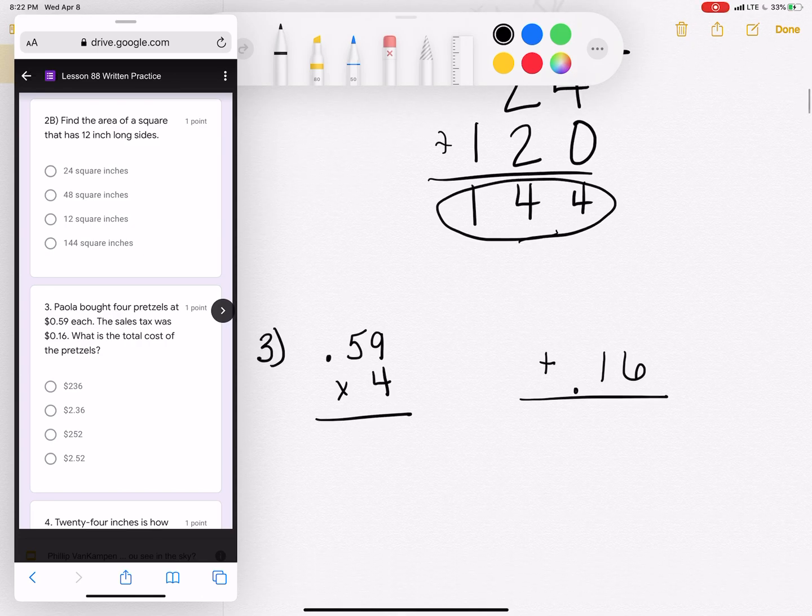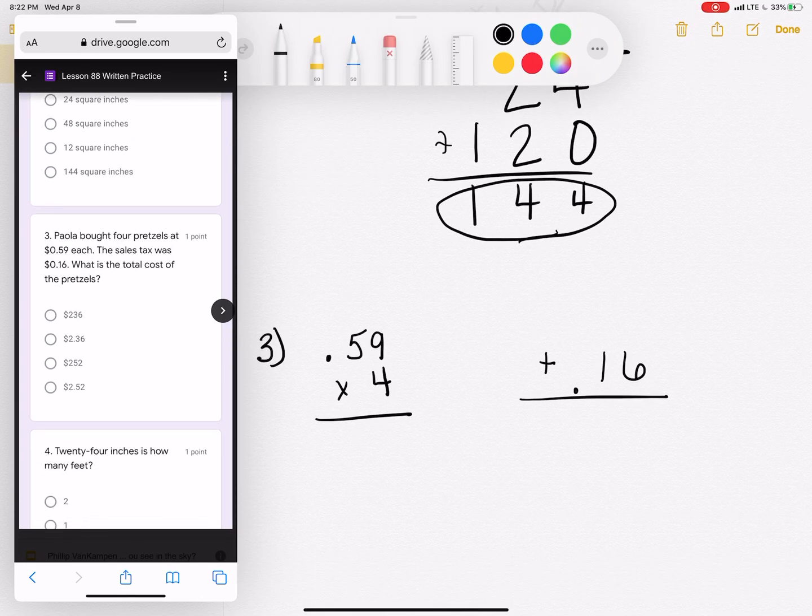Number 3. Paula bought 4 pretzels at 59 cents each. Sales tax was 16 cents. What was the total? So multiply 59 cents times 4. 9 times 4 is 36. 5 times 4 is 20. Plus 3 is 23. 2 decimal places would make it $2.36. And now we add 16 cents in sales tax.